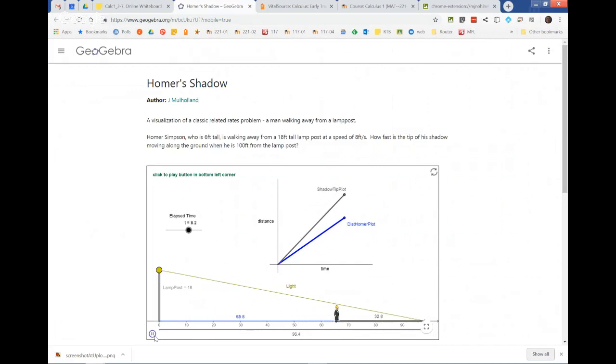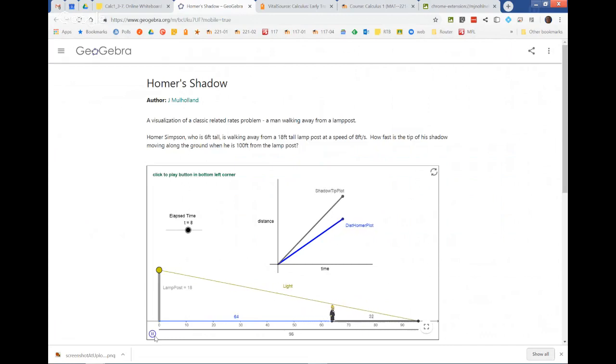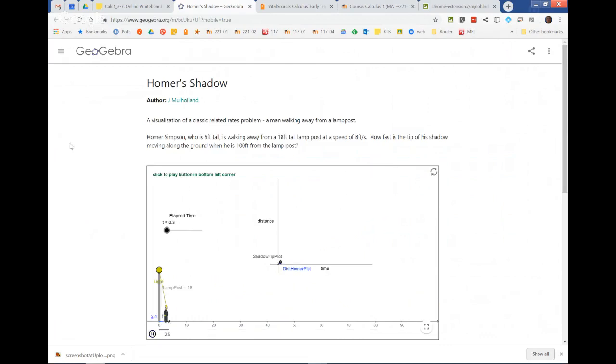I'll just let that keep running. It goes back to the beginning again and starts over. Up in the graph in the top right, you can see each rate, and you can see how they're both related. And over here in the corner, it's all based on time.